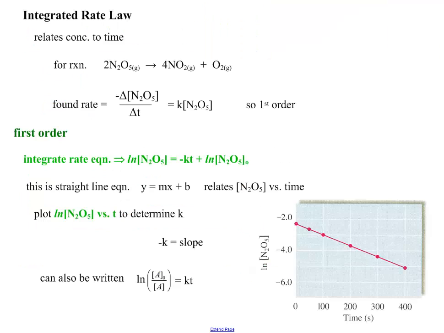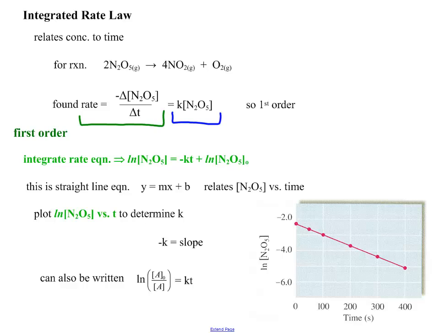Another way to look at reaction rates is to look at something called integrated rate laws, where we looked before at concentration versus rate for rate laws. Now we're going to look at the relationship between concentration and time for integrated rate laws. We're going to stick with our same reaction, the 2 dinitrogen pentoxide going to 4 nitrogen dioxide and oxygen. And again, here's our rate equation, and here is our rate law, and we experimentally determined before that it was a first order reaction.